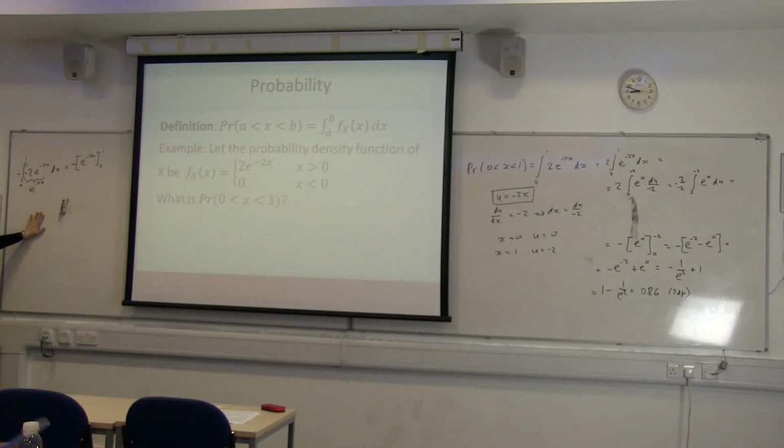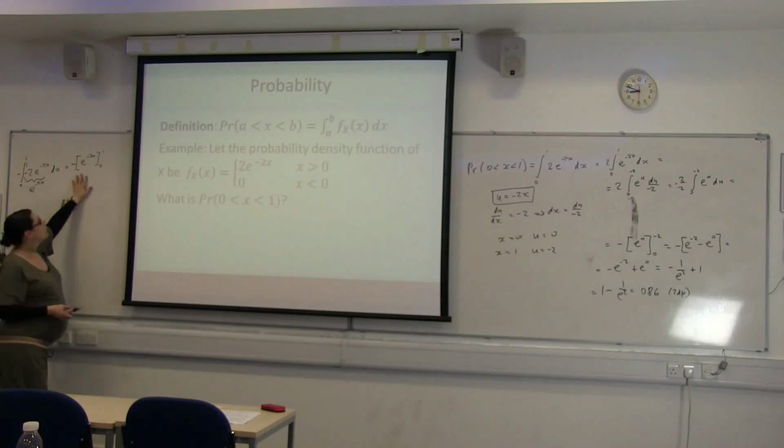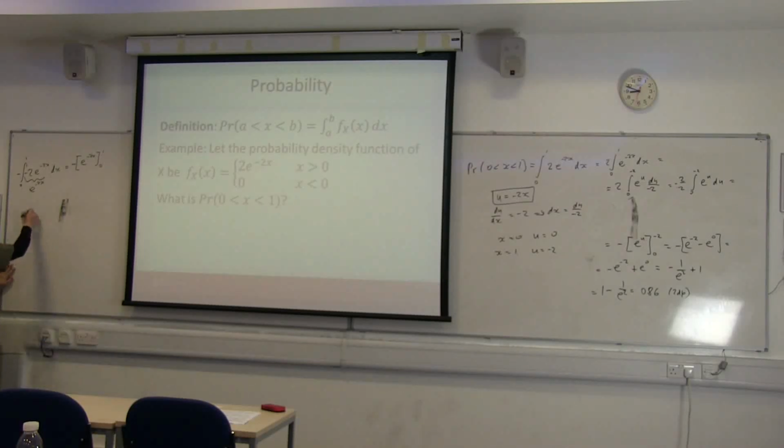So that's what I was trying to say. You don't have to do the substitution bit, because basically it's the antiderivative of the chain rule. But if you don't see that, go down the substitution route, because that gives you exactly the same answer. Look, this is what we got here, minus e to the minus 2 minus e to the 0. That's exactly what we just calculated there.